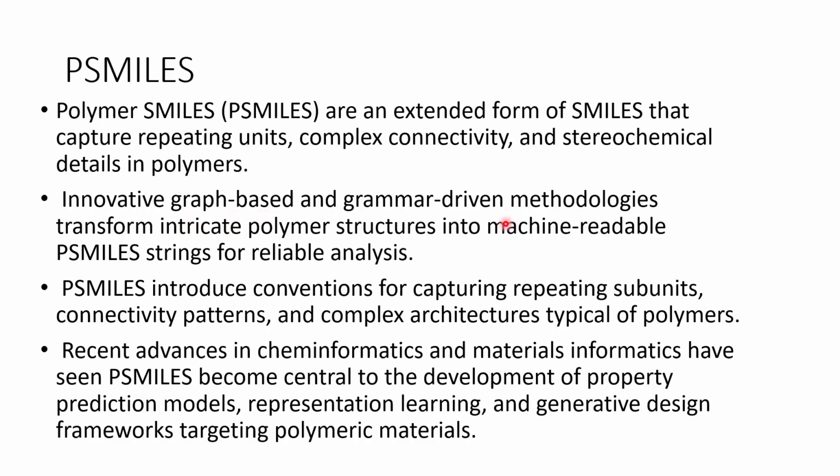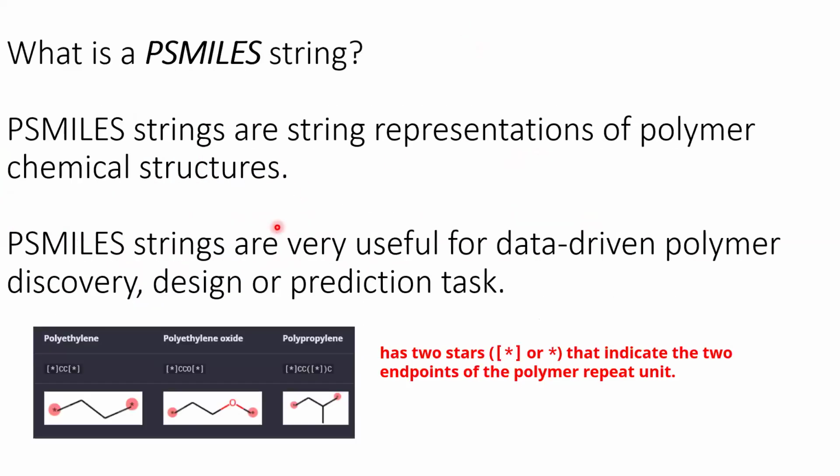Basically, graph-based or grammar-based methodologies transform or integrate polymer structures into machine-readable PSMILES strings for reliable analysis. So PSMILES basically converts the structure of the polymer, the repeating structure, the complex connectivity, into a machine-readable form. That is the task PSMILES does, right? So recent advances, you can just go through this. This slide also I'll share with you. So you can see the difference between the PSMILES and this.